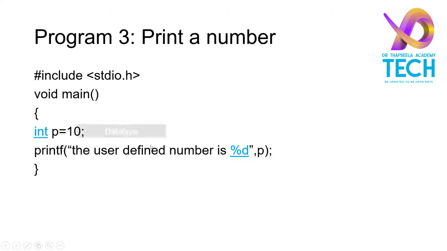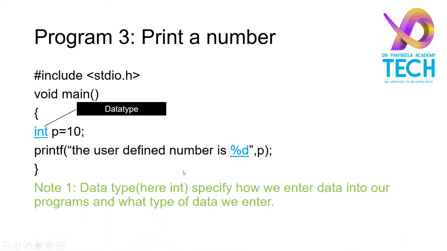Now here, this int is a data type. It specifies how we enter data into our programs and what type of data we are entering. Now in this case, we are entering an integer value. So we have defined it as an int. Now when we are printing, because we are printing a number, we have to specify that.